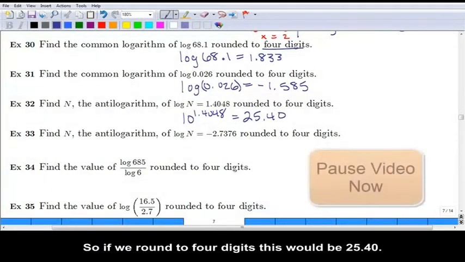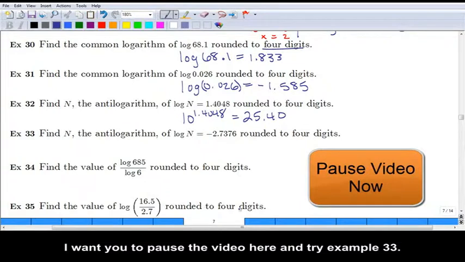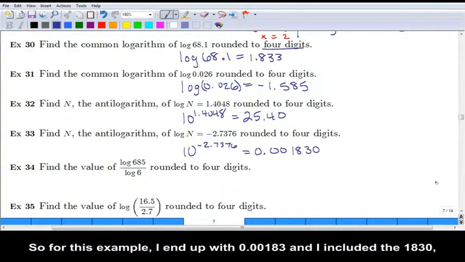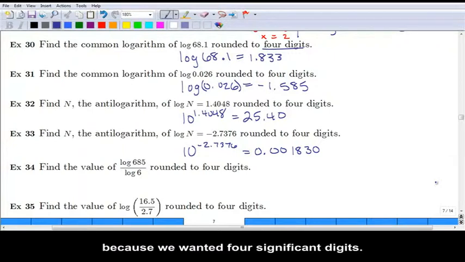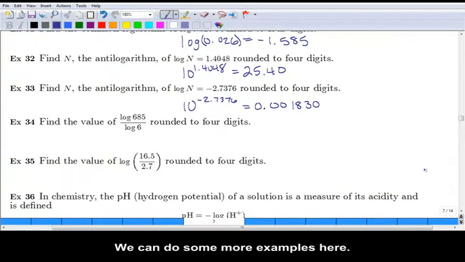I want you to pause the video here and try example 33. So for this example, you end up with 0.00183, and I included the 183 because we wanted 4 significant digits, and the first 3 zeros don't count as significant. We can do some more examples here.